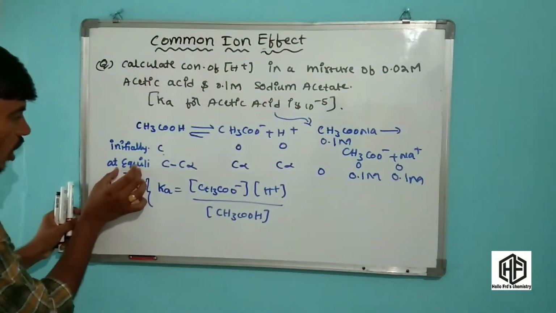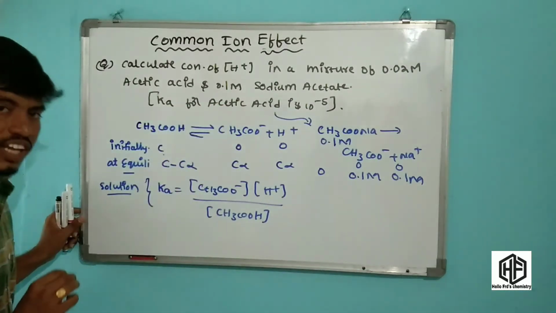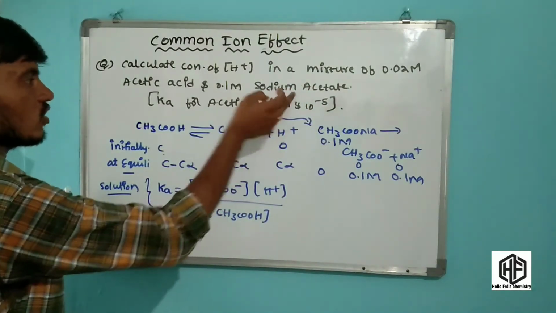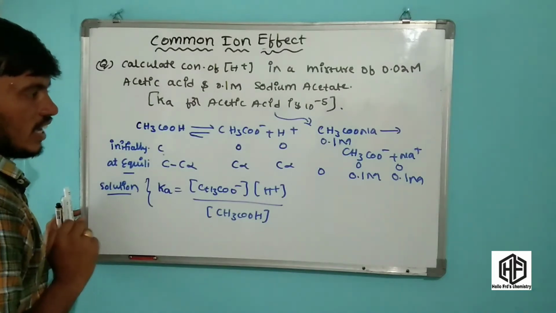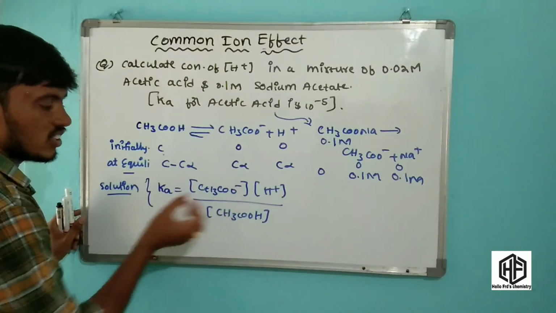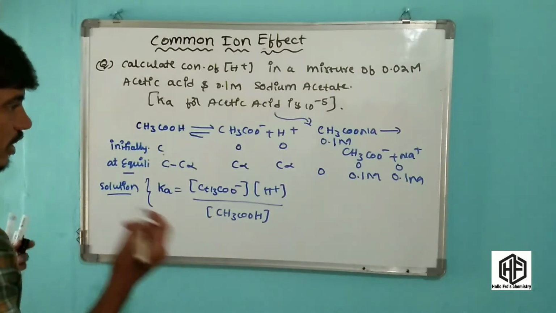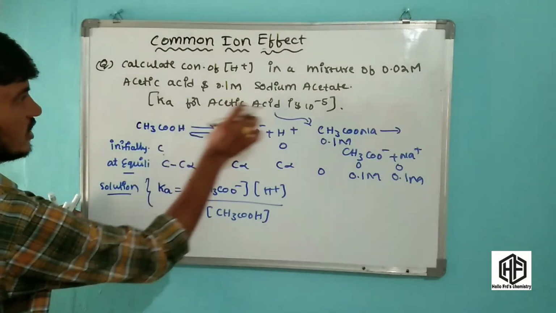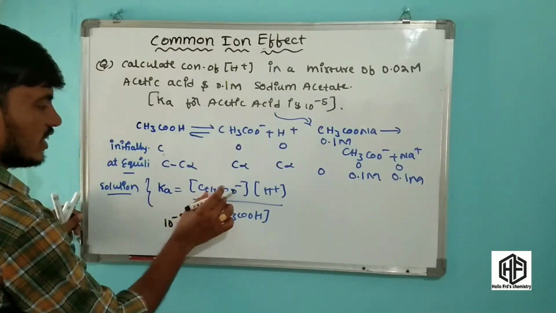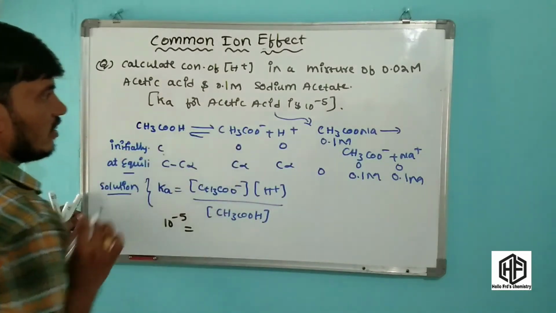Now the solution is at equilibrium. Acetic acid is a weak electrolyte and sodium acetate is a strong electrolyte. This strong electrolyte is present in the acetic acid. Now what happened there, friends? The concentration of CH3COO minus increases. It means Ka, friends, this is very important. Now the Ka value is 10 to the power of minus 5 equal to CH3COO minus, these are the common ions present in the acetic acid and sodium acetate.